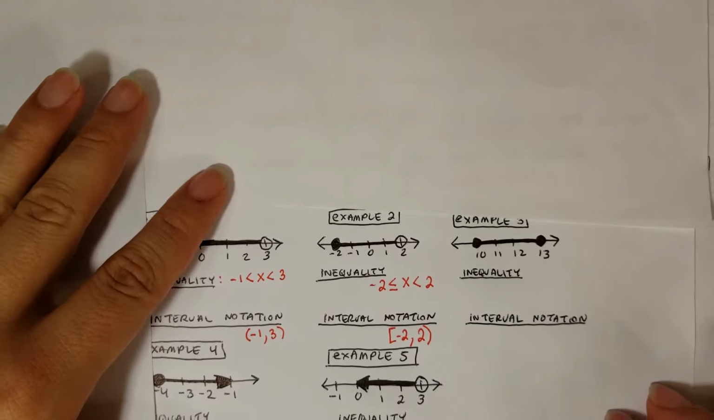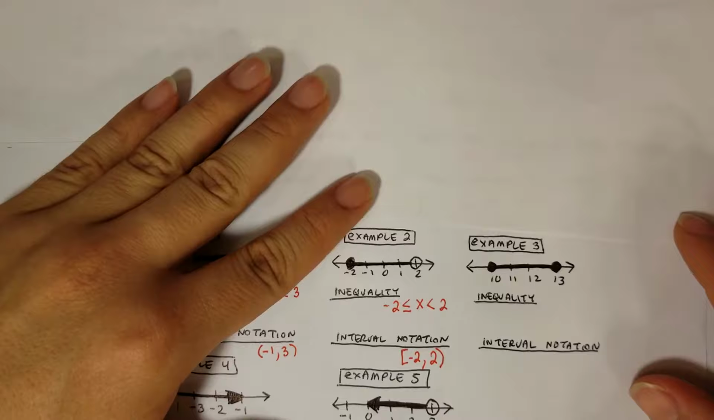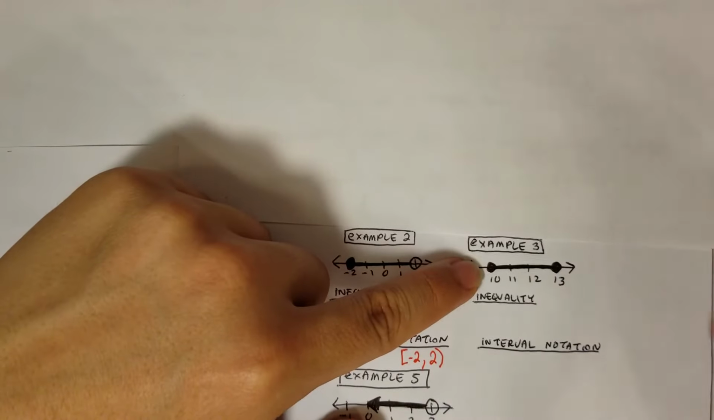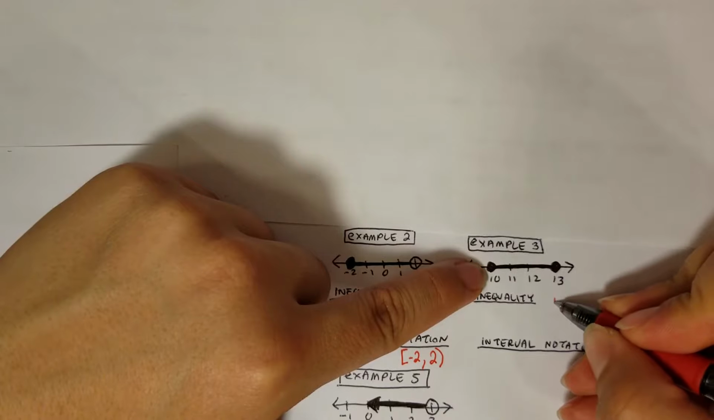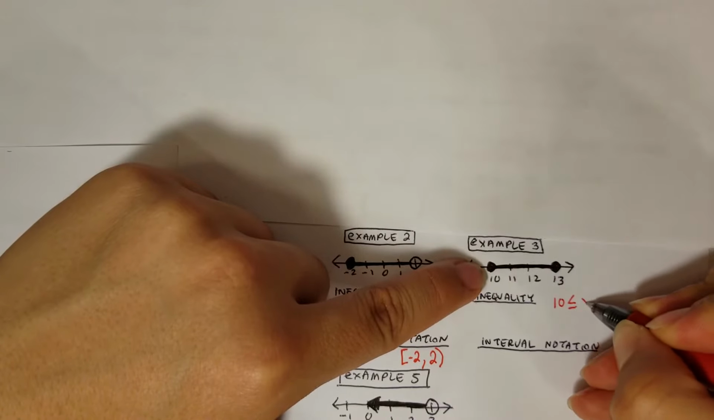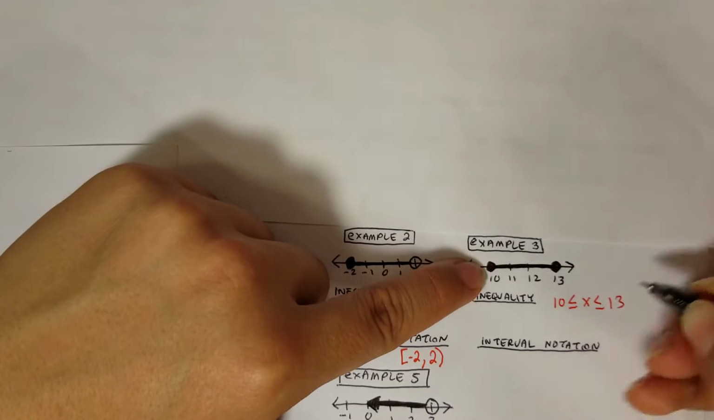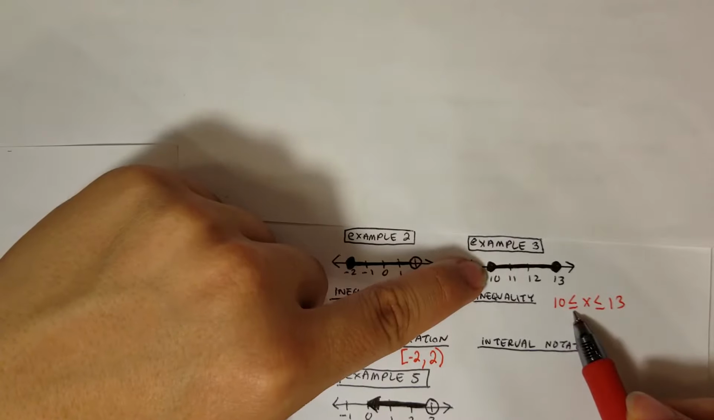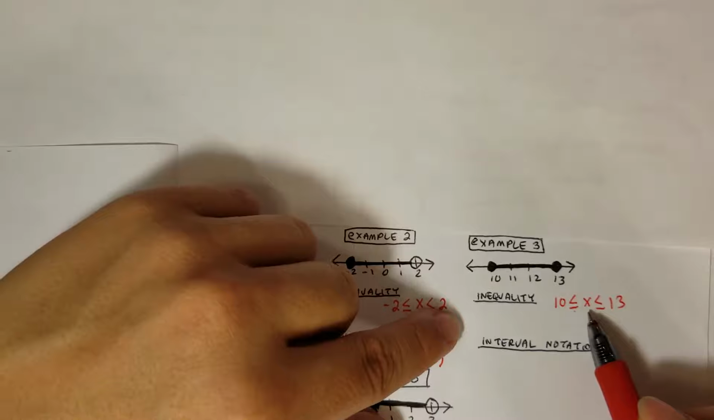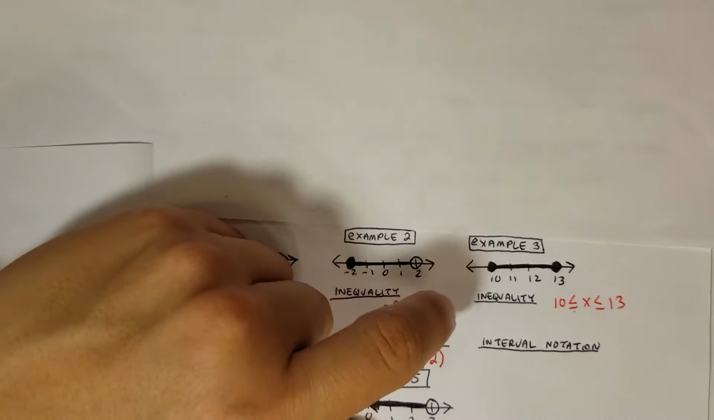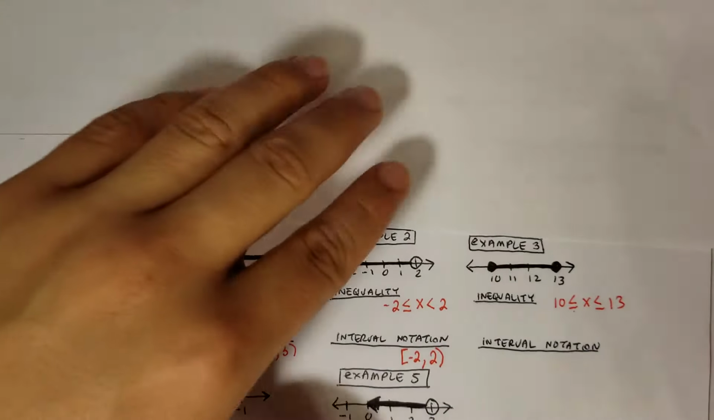All right, example number 3. So let's do this one. This thing starts at the 10 and it ends at the 13, including. So we're going to be having 10 is less than or equal to x, which is less than or equal to 13. Notice that I have a line under it because we have a closed circle. So the values of x are between 10 and 13, including both 10 and including 13.